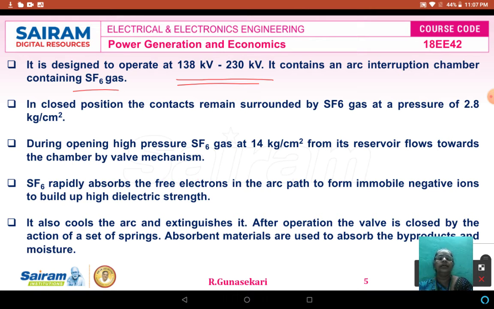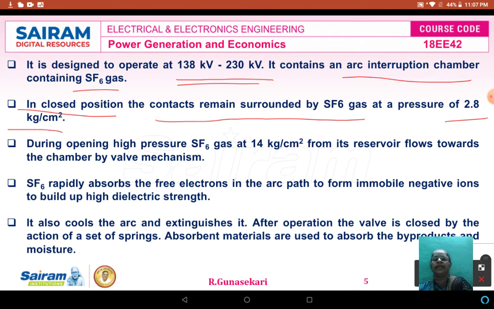And then it contains an arc interruption chamber, we already saw in the circuit diagram. In the closed position of the circuit breaker, the contacts remain surrounded by the SF6 gas. The pressure is 2.8 kg per centimeter squared. But during opening, at high pressure, that time the SF6 gas pressure is how much? 14 kg per centimeter squared.